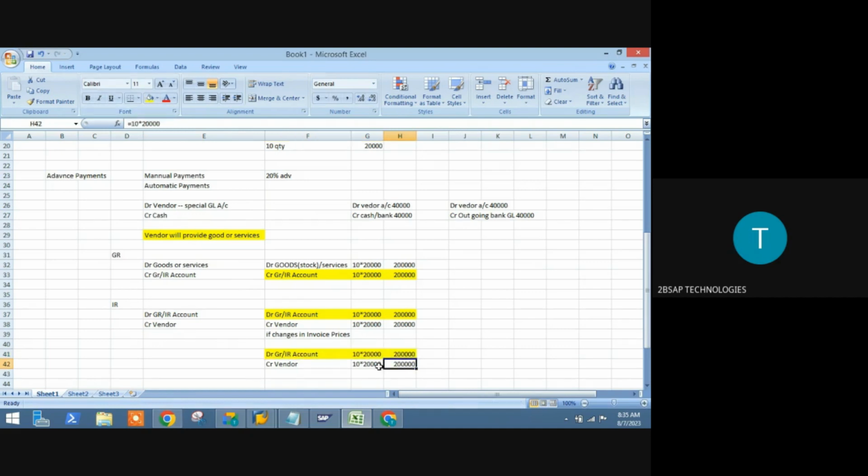Assume your price is not 20,000, he gave it as 22,000. So now what is going to happen, sir? Where will the 2,000 go? Alternative account. Where will the 2,000 go, sir? It will go to your goods or stock account again.